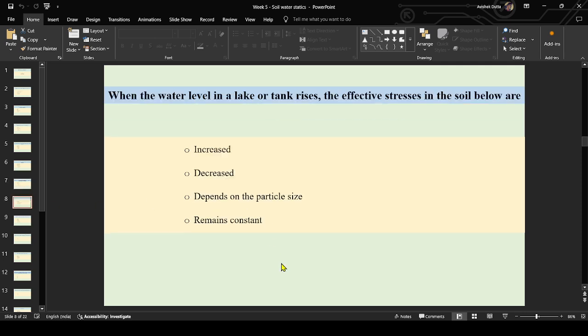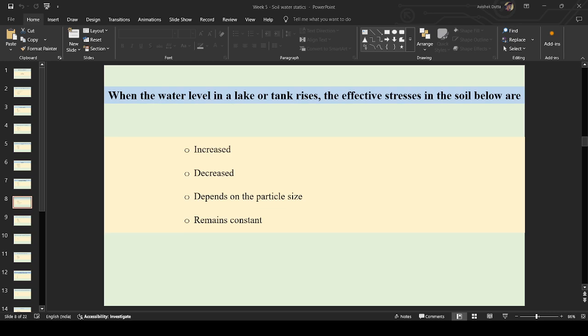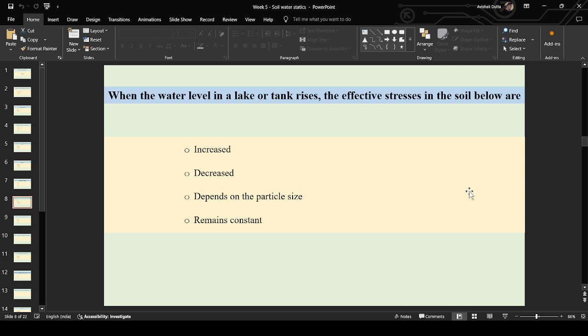Yes. When the water level in a lake or tank rises, the effective stresses in the soil below are. Options are increased, decreased, depends on particle size, or remains constant.